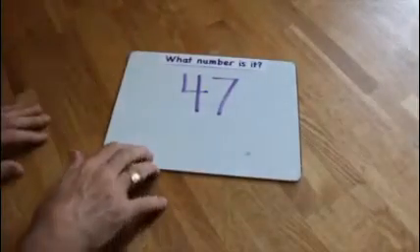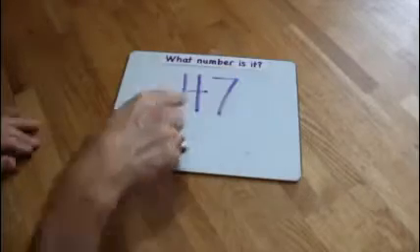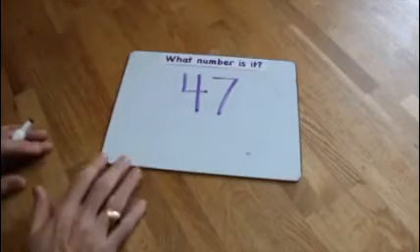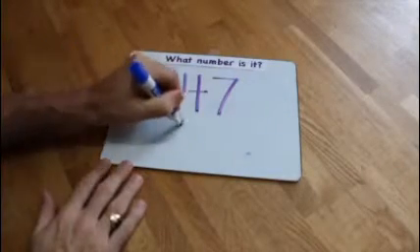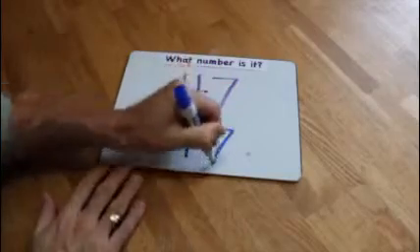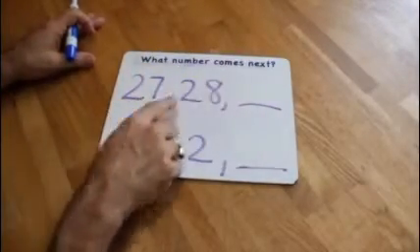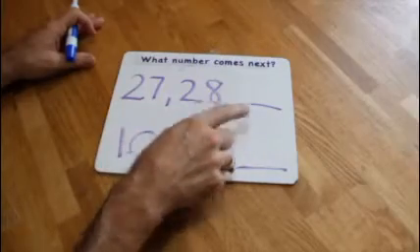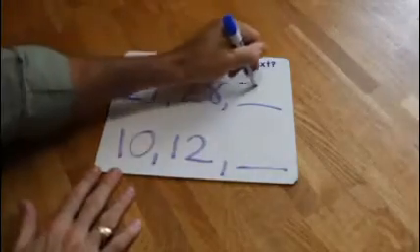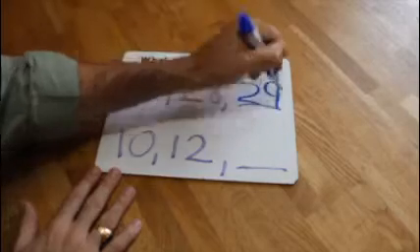Read it with me, boys and girls. What number is it? 47. How do you write a 47? A 4 for the tens, a 7 for the ones, 47. What number comes next? 27, 28, 29. How do we write it? A 2 for the tens, a 9 for the ones, 29.